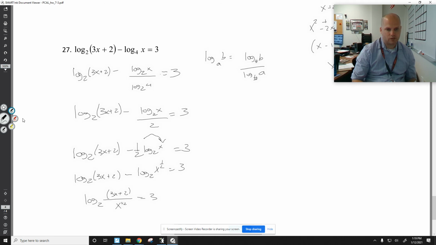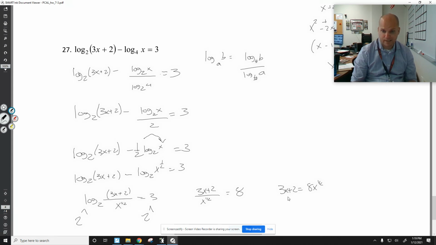We're ready to do 2 to the power of both sides to get rid of the log base 2. Gives me 3x plus 2 over x to the 1/2 equals 2 cubed, which is 8. And then multiply both sides by x to the 1/2. I get 3x plus 2 equals 8x to the 1/2. I'm ready to square both sides. Yikes.